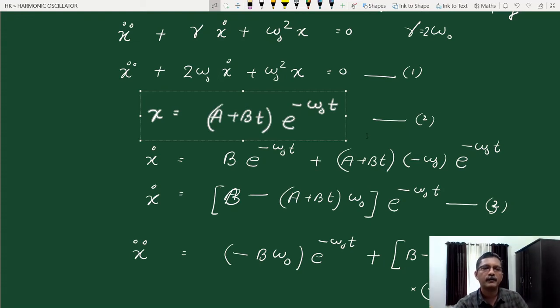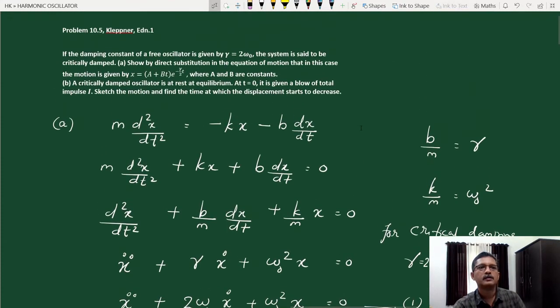So we have indeed verified that when you substitute this expression in equation 1, you will get 0. Left hand side becomes 0, right hand side also 0. That means the equation is satisfied. So that is the first part of this problem.